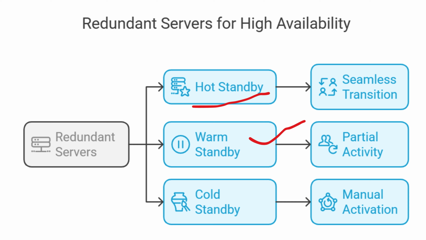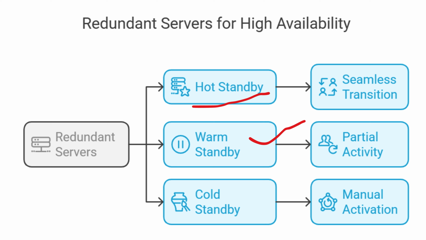Another one is warm standby with minimal downtime. A backup server is partially active, syncing data periodically. If the primary server fails, the backup needs a restart before taking over. A slight delay in recovery, but much cheaper than hot standby. It is best for businesses that need high availability but can tolerate short downtimes.